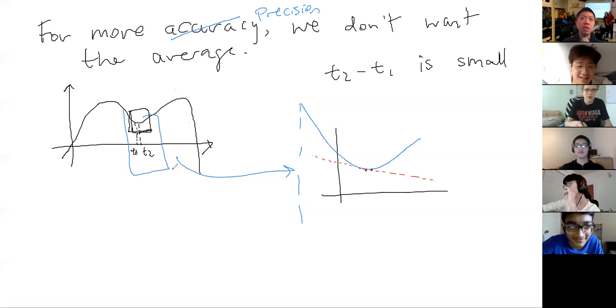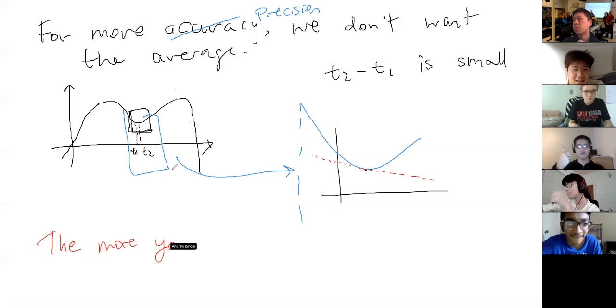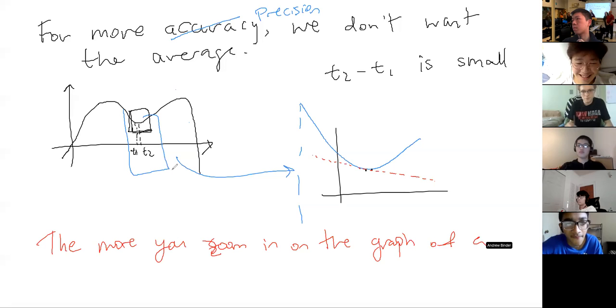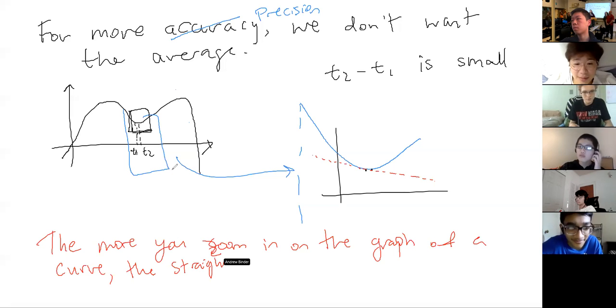So here, I can write it out on the board in red marker. The more you zoom in on the graph of a curve, the straighter it is. There's our little proposition.